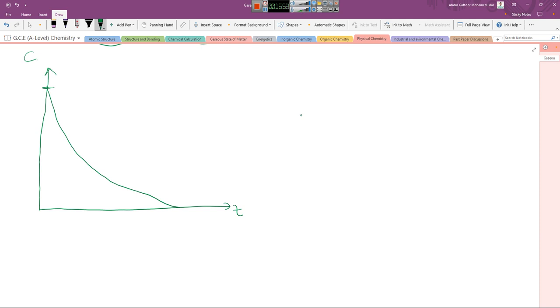So this is Ca. Now you see the gradient of this graph. The gradient of this graph is equal to the change in concentration. We can express it like this: the gradient of this graph will be equal to delta concentration divided by delta time, right? So here if you look at the line, this is a curved line, this is not a straight line, which means the gradient is not constant, right?